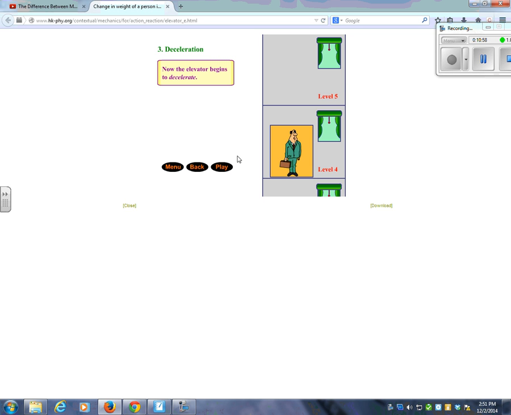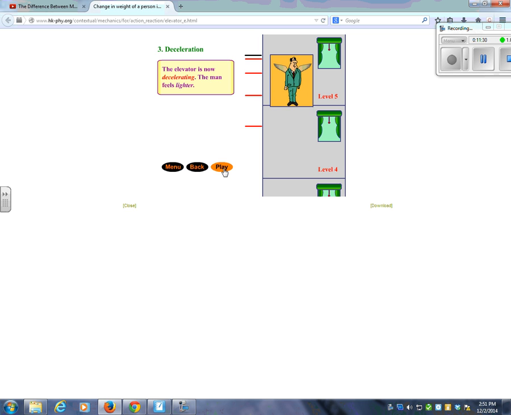We've already established that at the bottom, when you step on, it accelerates you up. At the very start, you sort of buckle your knees. You feel heavy at the start, right? Then constant velocity, same weight. What happens at the top? Your body tries to keep going due to inertia. The elevator is sort of slowing down, right? You actually weigh less. The man feels lighter.